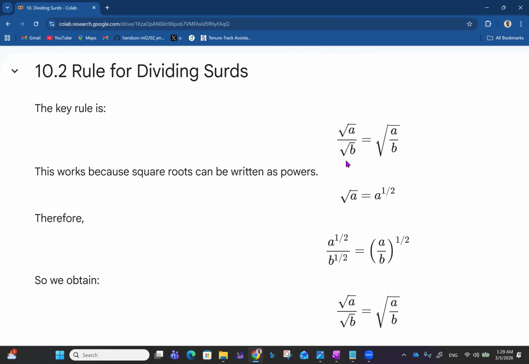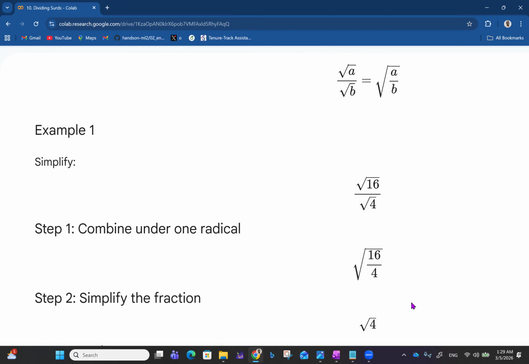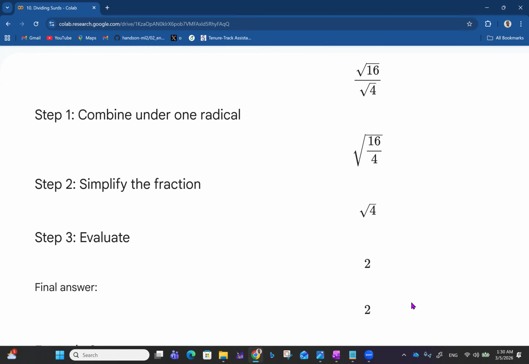But square root of a over square root of b is equal to the square root of a over b. This works because square roots can be written as powers. For instance, square root of a is a raised to the power half. Therefore, a to the half over b to the half is the same as a over b all raised to the power half. So square root of a over square root of b is the same as square root of a over b together. So you have an example here.